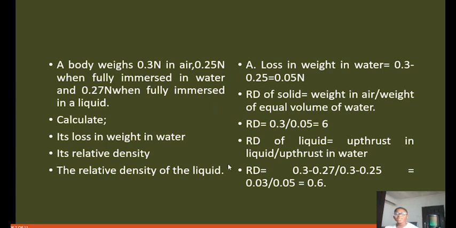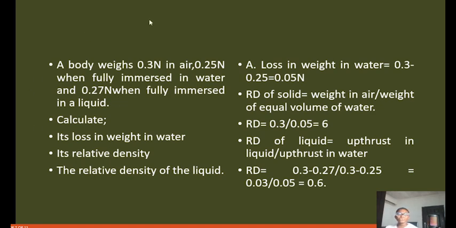So a body weighs this in air. You can just visualize this. When the body was normally in air, this was its weight, and when it was in water, it became this because it became lighter when fully immersed in water. And then in that particular liquid, maybe oil, it became 0.27. So what is its loss in water? Loss is just the difference between its weight in air and in water, and we did the subtraction and got 0.05 Newton. The next question is the relative density. And we've talked about relative.